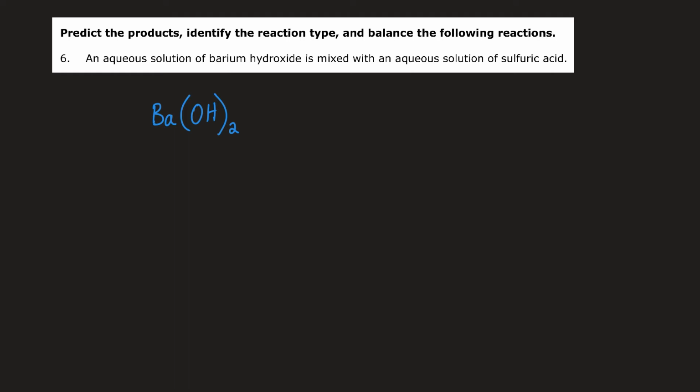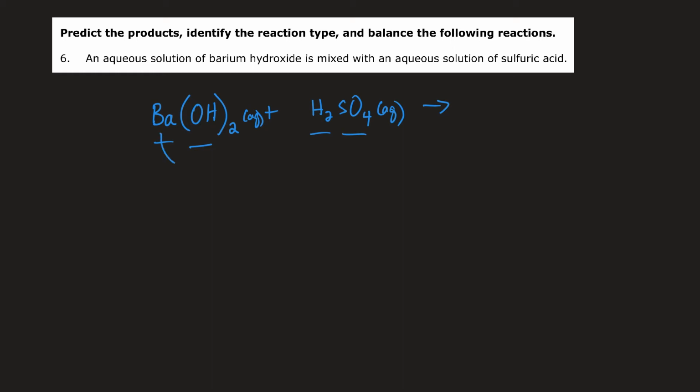Mixed with aqueous solution of sulfuric acid. So sulfuric acid is H2SO4. Okay, now both of these they say are aqueous, so I'll just put that in. Yields. In terms of what type of reaction I have, since I have 2 things here and 2 things there, I'm calling it a double replacement.